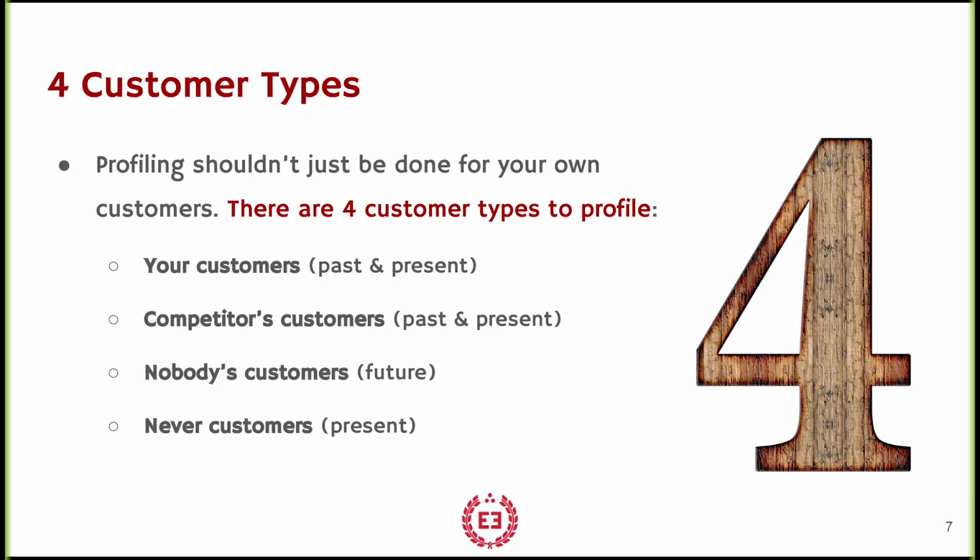Now, the purpose of understanding all 4 of these is that they have different places in a timeline. So with your customers, you can go talk to past customers and present customers. You can profile both. That's really helpful for predicting the future. But they're already your customers, so you're really predicting whether they'll churn out or not. You're not predicting that they'll become a new customer in the future. There's no way to talk to new customers from the future, right?